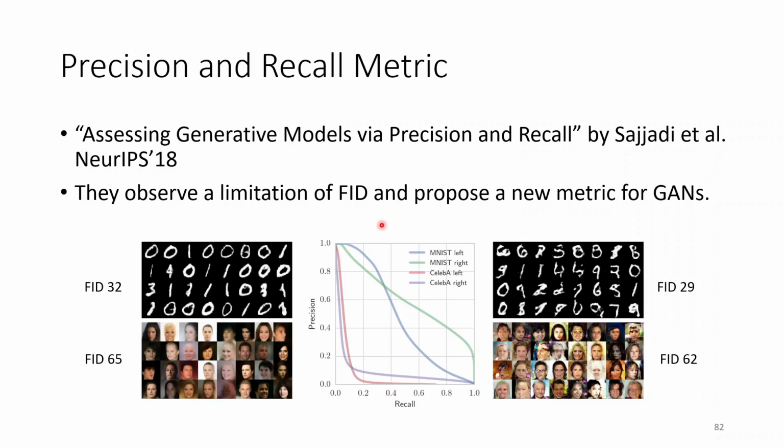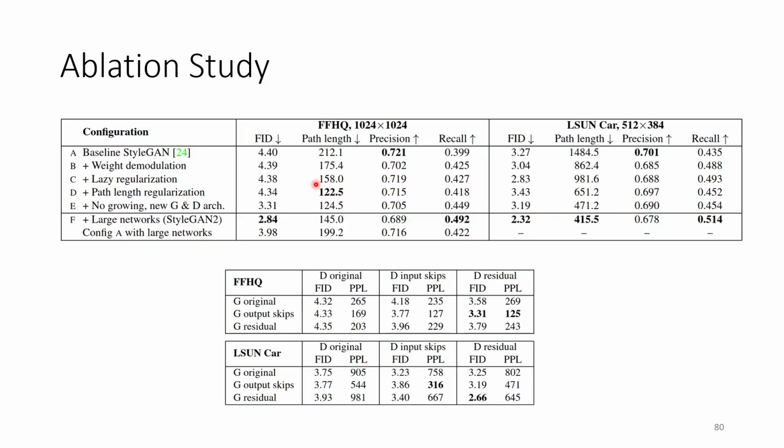They propose the precision and recall calculation. StyleGAN V2 uses the metric to show their performance on precision and recall. However, you can see here, StyleGAN V1 precision is better than StyleGAN V2. And here again, StyleGAN V1 is better than StyleGAN V2.